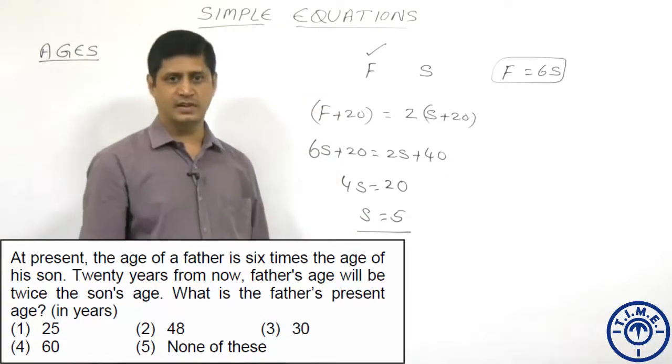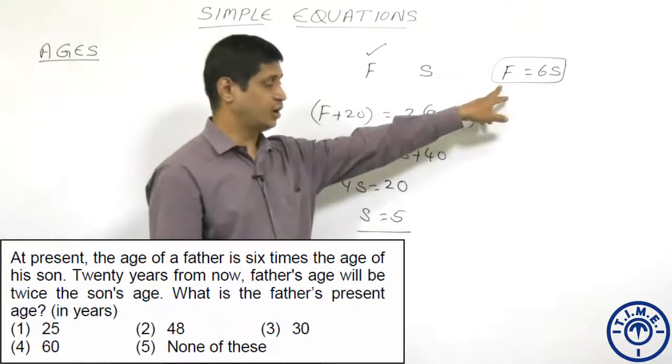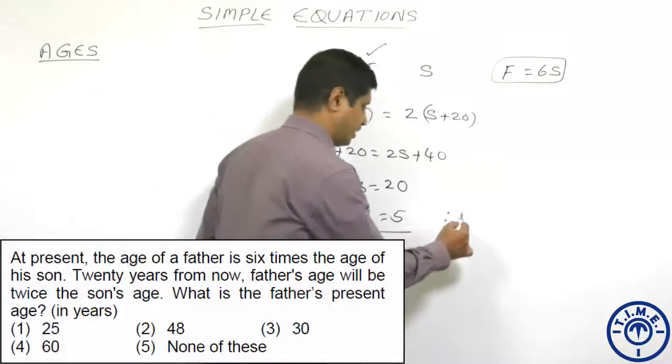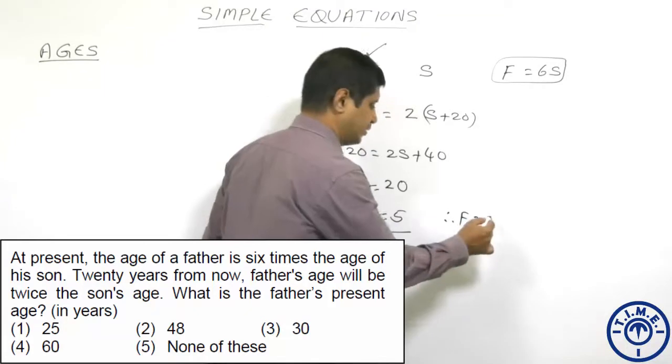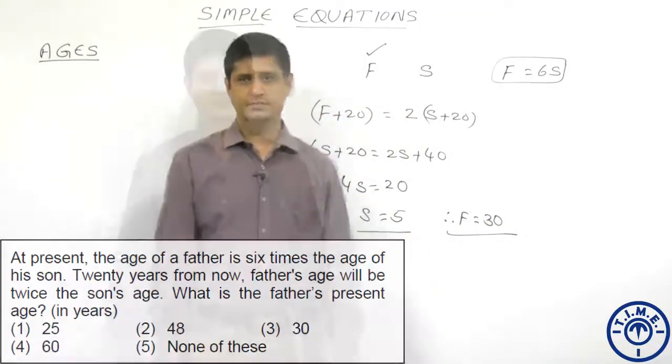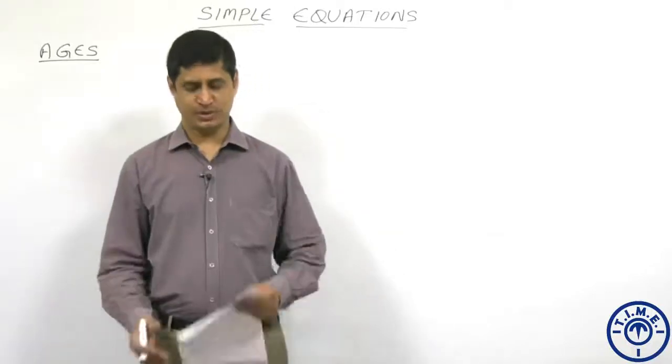Now, what is the father's age? The father is how many times the son? 6 times the son. Hence, the father's age is 6 into 5, which is 30 years. So, what is the right choice? Option 3. Now, look at the next question.